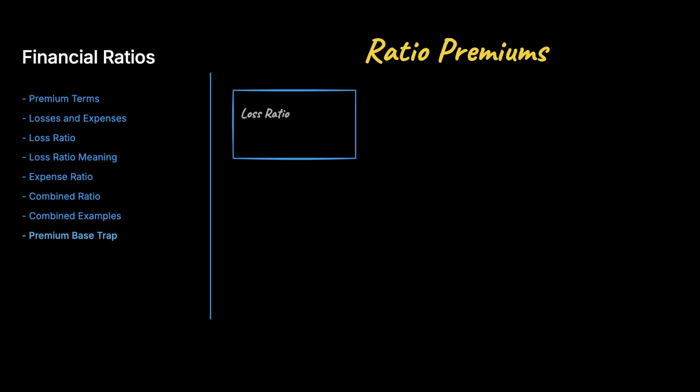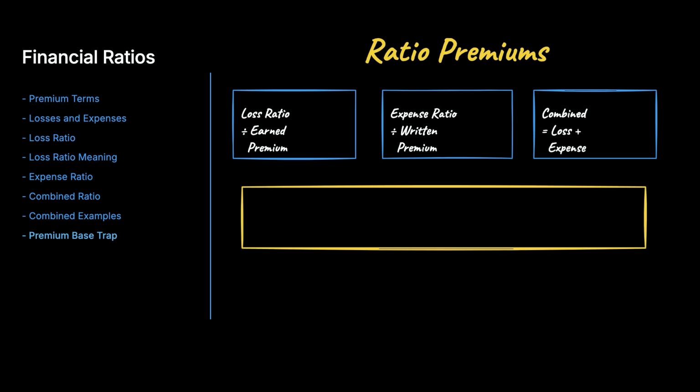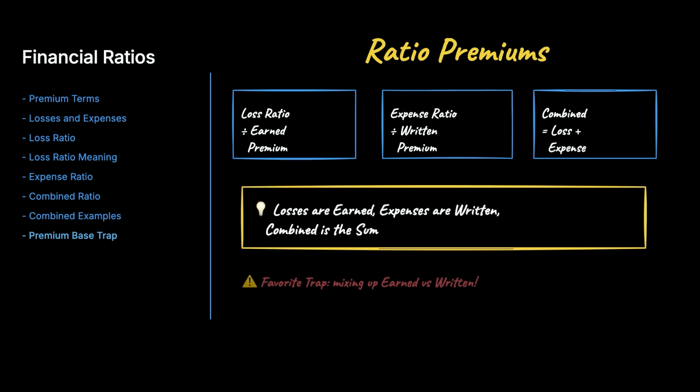Here is your exam tip and memory aid together. Memorize which premium each ratio uses, because that is the favorite trap. Loss ratio uses earned premium, expense ratio uses written premium, and combined ratio adds the two. Try the phrase, losses are earned, expenses are written, combined is the sum. Say it, and these become easy points.